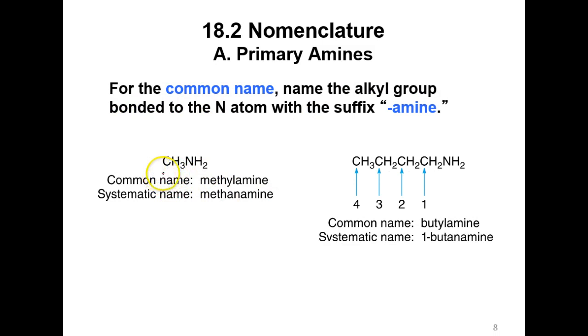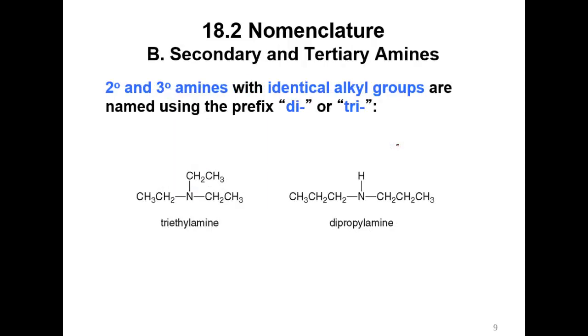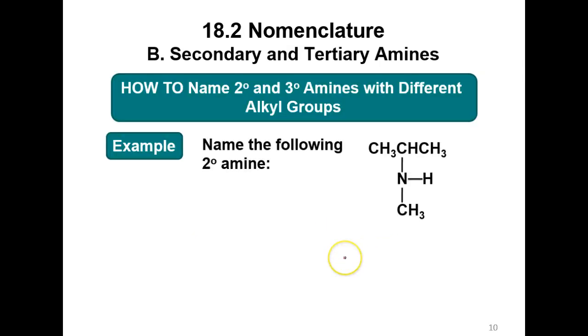So the common name is methylamine because you have a methyl group and then the amine, or the actual IUPAC name is methanamine. Here is butylamine, pretty straightforward. There's a butyl group plus an amine, but the systematic name is 1-butanamine because the one carbon has a nitrogen. The nitrogen could be on the second carbon, and that'd be called 2-butanamine. All right. You can also have secondary and tertiary amines where the groups are identical. If the groups are identical, you just name it with either di or tri, depending on if it's di-substituted or tri-substituted. So triethylamine, dipropylamine, these are pretty straightforward.